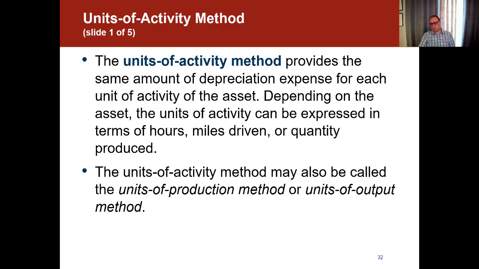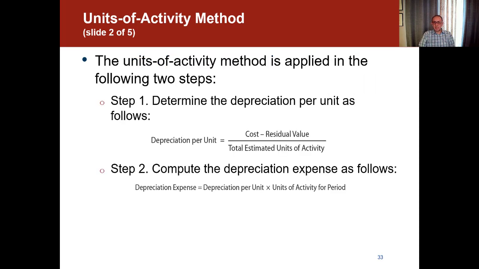If I'm depreciating a truck, I'll use the miles driven. If I'm depreciating a printer or a photocopier machine, then I'll use the quantity produced. If I'm using some other asset like a pump, I would use something like the hours used. So it depends on the kind of fixed asset that we are trying to apply depreciation on. The units of activity method may also be called the units of production method or units of output method. So let's see how it works.